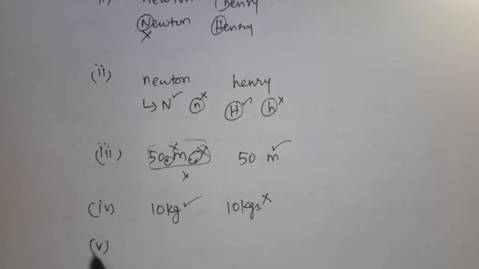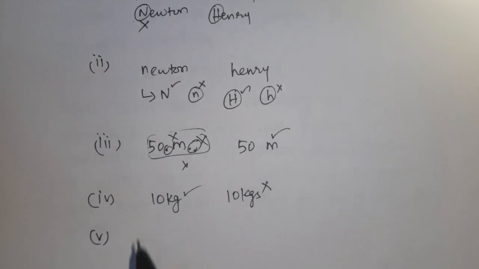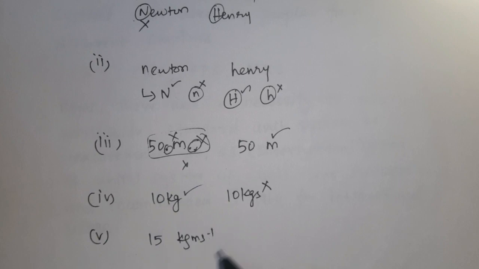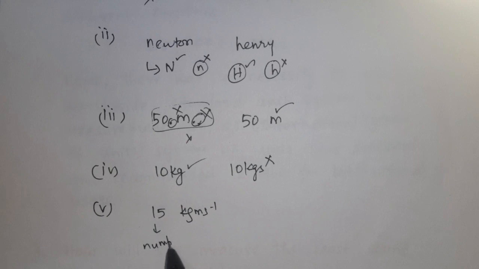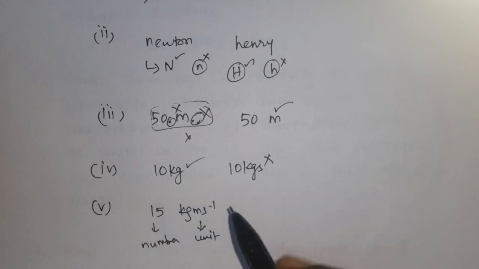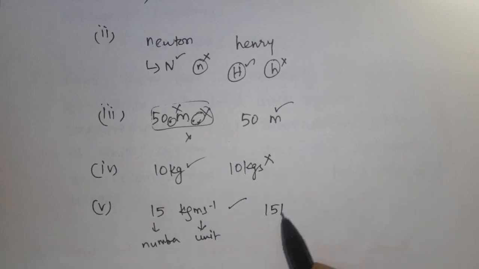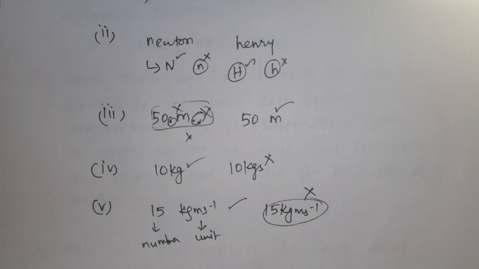Fifth rule, the number and unit should be separated by a space. If you measure momentum as 15 kg m s power minus 1, 15 is the number and kg m s power minus 1 is the unit. There should be a space, a gap. Without a gap, we should not write. So there should be a space between number and unit. This is the right one. We should not write like this, without a gap, without space.